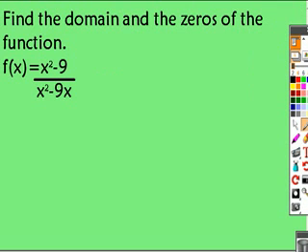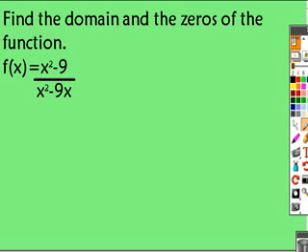Next thing we are doing, and we talked about this before, was domain and zero. Two things that we discussed with domains before. You cannot take the square root of a negative number. This one doesn't have any square root in it. And you can't divide by 0.